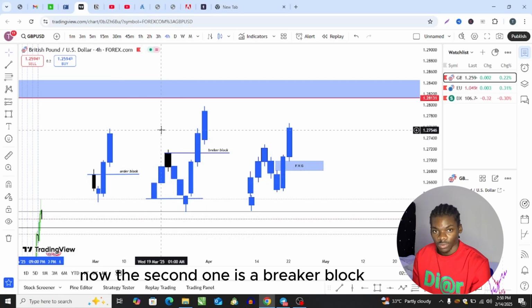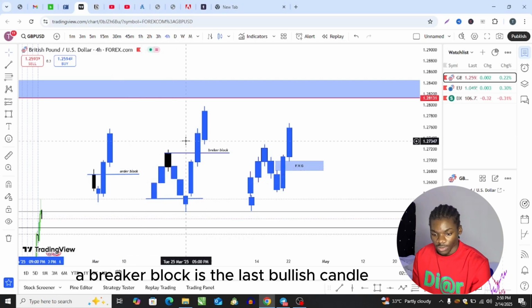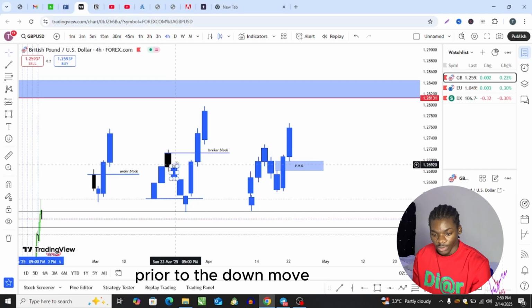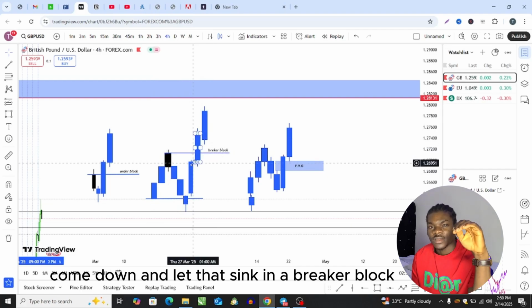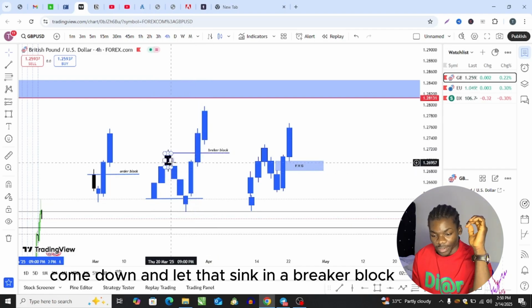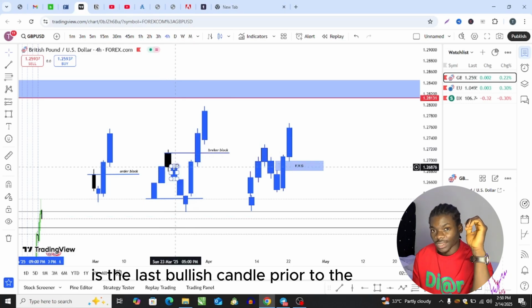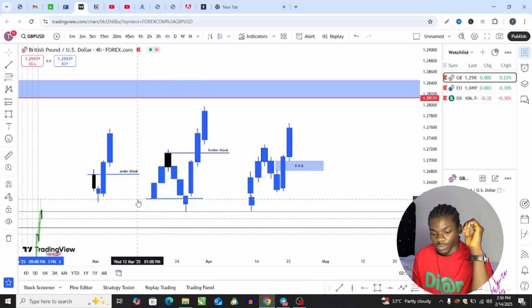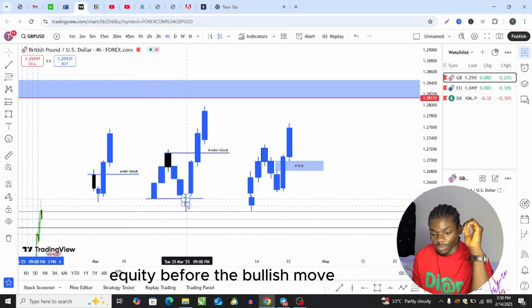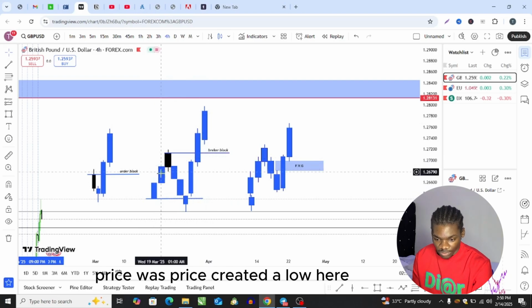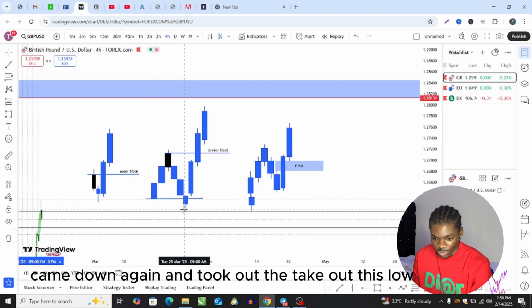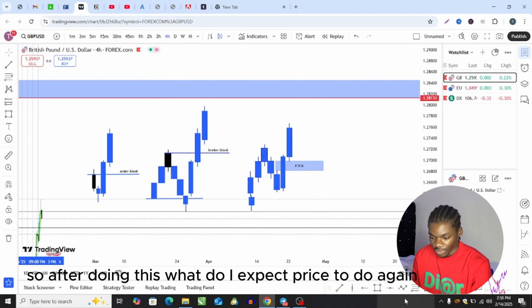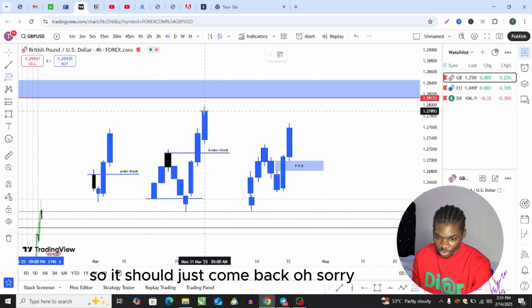Now the second one is a breaker block. So what is a breaker block? A breaker block is the last bullish candle prior to the down move that took out a low before taking out a high. Calm down and let that sink in. A bullish breaker block is the last bullish candle prior to the move that took out sell-side liquidity before the bullish move. So this is what I mean here. Price created a low here, went up, came down again and took out this low, then rallied up and took out this high. So after doing this, what do I expect price to do again? It will just come back.